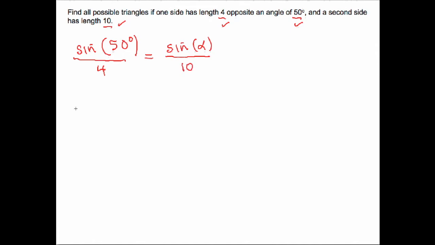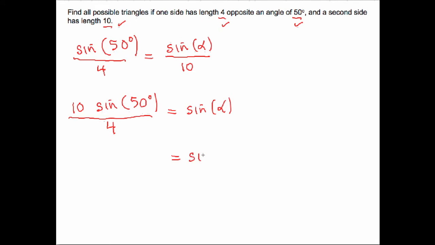So if I multiply both sides by 10, I have 10 times the sine of 50 degrees over 4 is equal to the sine of alpha. So to find alpha, I'll just go ahead and take the arc sine of whatever I get as a result here. Well, what do I actually get? I find that the sine is going to be equal to, and it's actually approximately equal to, 1.915, at least to 3 decimal places.